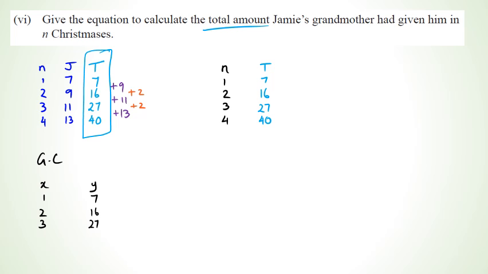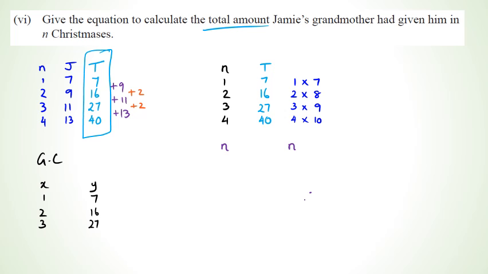Now, like I said, guys, you've got to look at a lot of numbers to actually see a pattern in this. But there is a pattern. 7 I could write as 1 times 7, 16 as 2 times 8, 27 as 3 times 9, and 40 as 4 times 10. So you can see that what I'm doing is, if this is n, then the formula would start with n, because see how the 4 and 4 is the same, 3 and 3 is the same, 2 and 2 is the same.